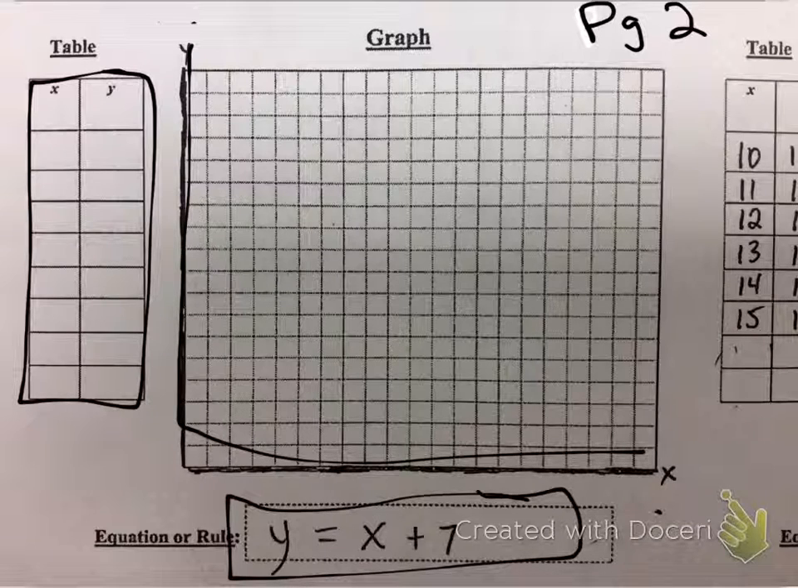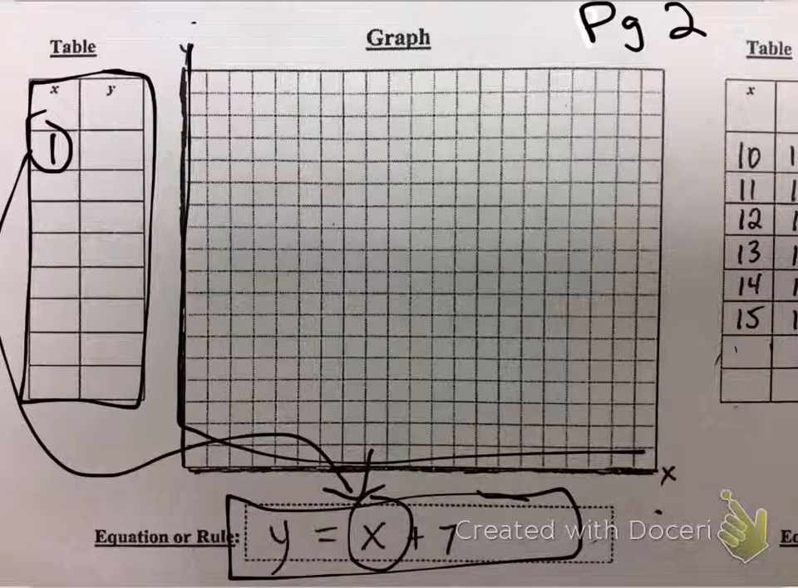In this case, all you do is you pick an x value. I like to start with 1, so I'm going to say x is 1. You take that x, and you plug it in where you see the x in your equation. So you plug in a 1 right here where you see x. Well, 1 plus 7 is 8. So that's your y value.